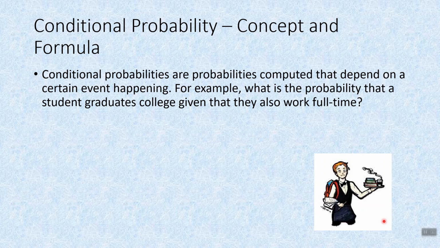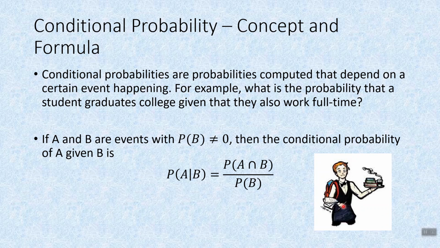Conditional probability. Let's look at the concept and the formula here. Conditional probabilities are probabilities that are computed that depend on a certain event happening. For example, what's the probability that a student graduates college given that they also work full-time? I know you're working hard here. We're not going to answer that question, but you could probably find it after you finish this class.